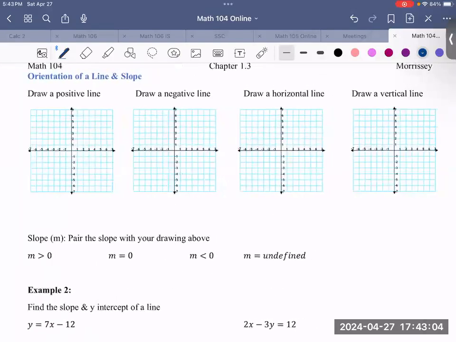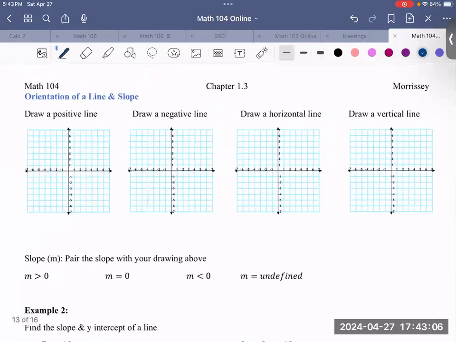Now, before we get to an example with your slope, let's take a look at some orientations given your slope. Can you do the following? Draw a positive, negative, horizontal, and vertical line. Positive, it doesn't matter where you put it. I'm just going to draw a positive line. Negative line. Horizontal. And vertical.